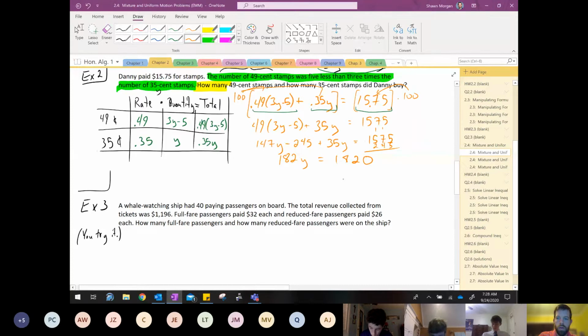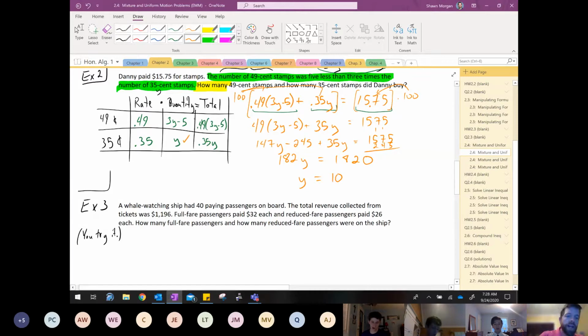We get 1820. Oh, and that divides nicely, doesn't it? Y equals 10. Okay, John Zweig, we're not done with the problem, though. What else do I have to do now? Answer the question. Speak up. Answer the question. Yeah, answer the question. They want to know how many of each type of stamp we got.